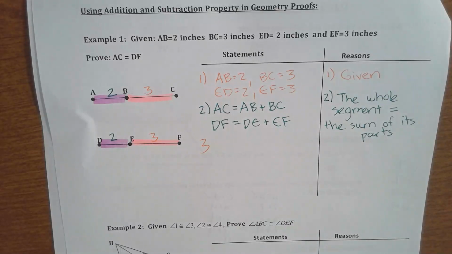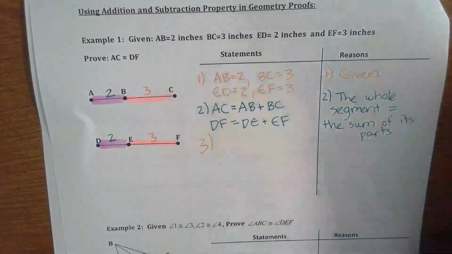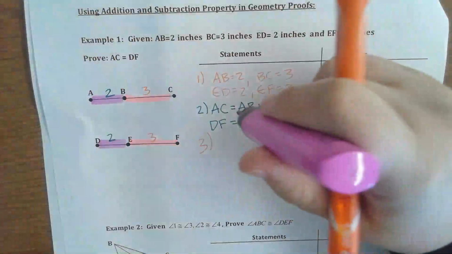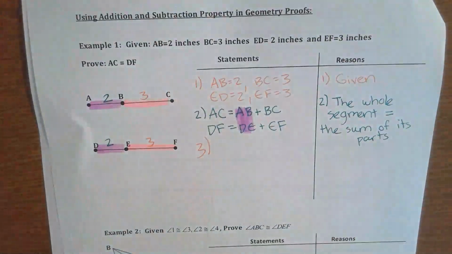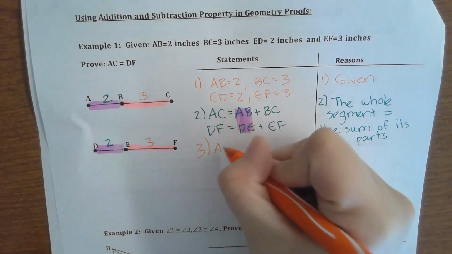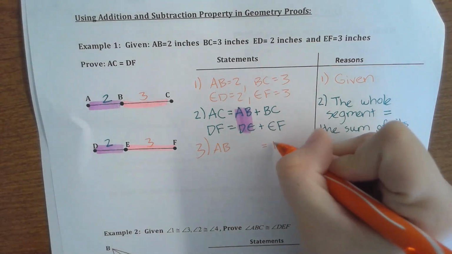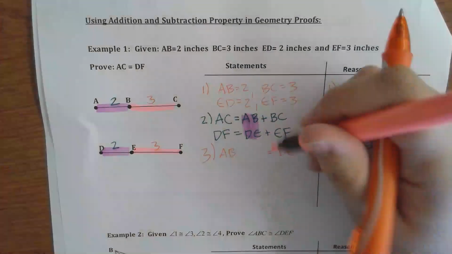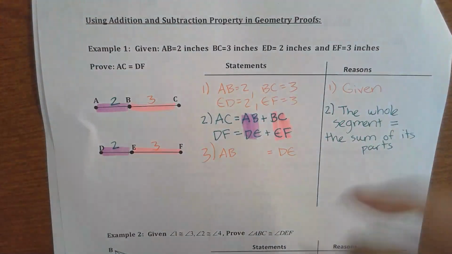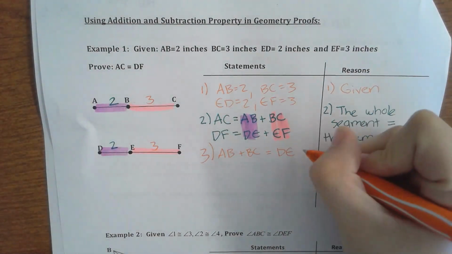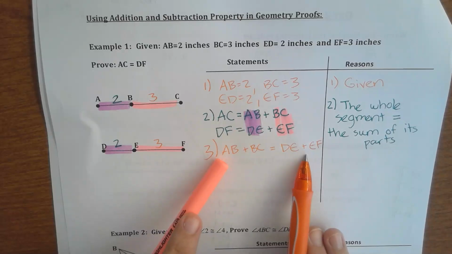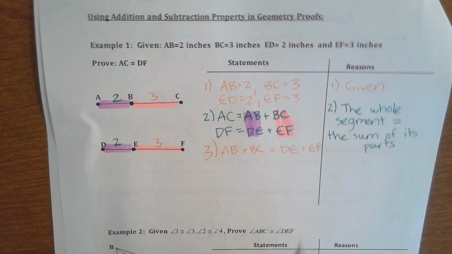In my next step, I'm going to look at this a little bit differently. I know that these two things are equal. Those are both my purple pieces. AB equals DE. I also know that the pink pieces were equal. BC equals EF. So if I add the equal parts to equal parts, my results would be equal.